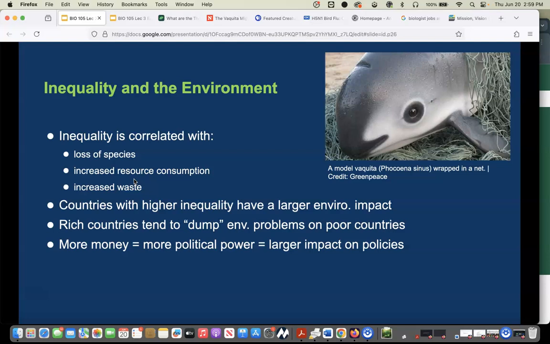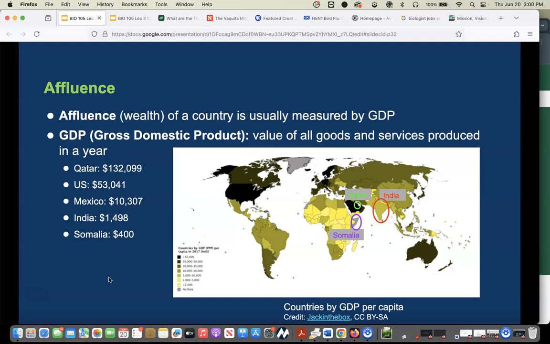And then China had this issue with a lot of this recycling material that they couldn't recycle, and it ended up causing huge issues with waste over there. So that's a very simple example of how some of these rich countries tend to dump environmental problems on other countries. And typically more money equals more political power and larger impacts on overall policies as well. So this is how, again, inequality can typically impact the environment.